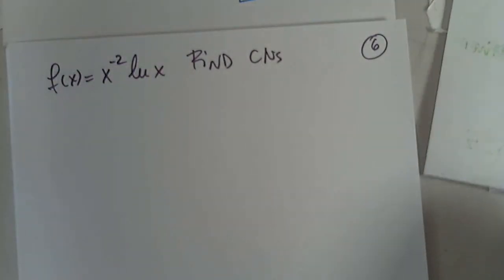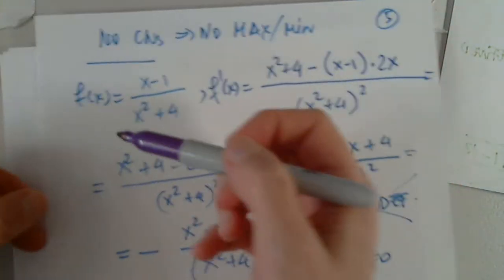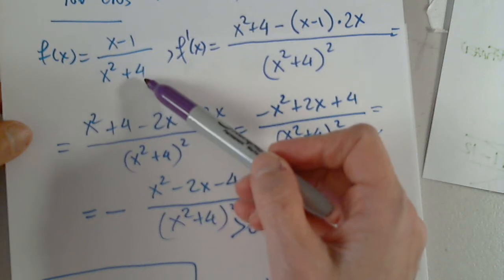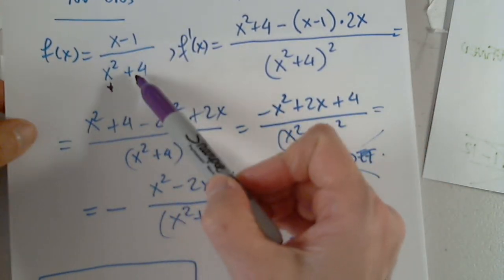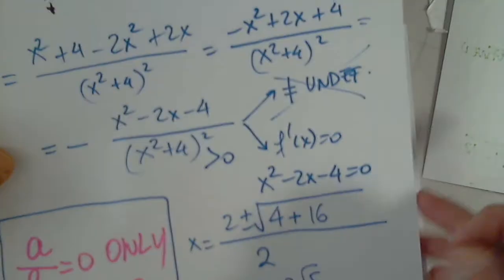Here I said it, but not from the very beginning. This function is always defined. X squared plus 4 is never 0. This is a positive number. When you add 4 to a positive number, it will never be 0.